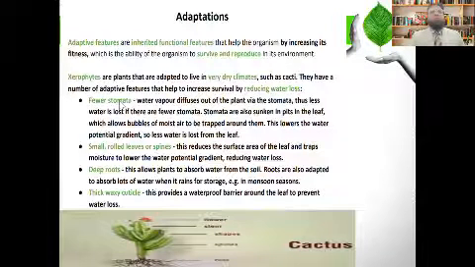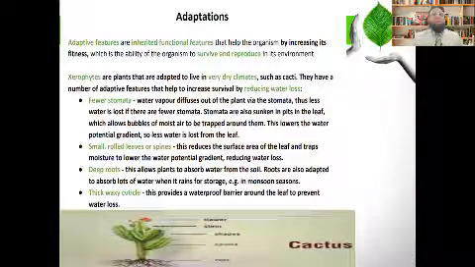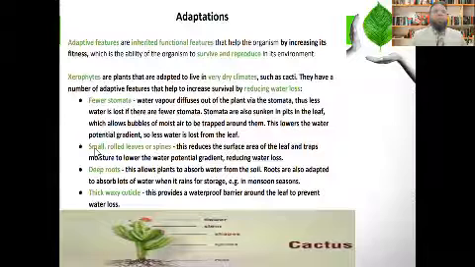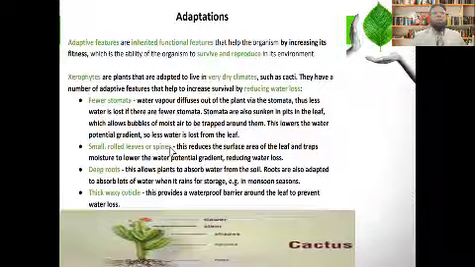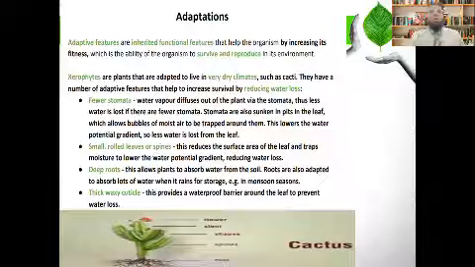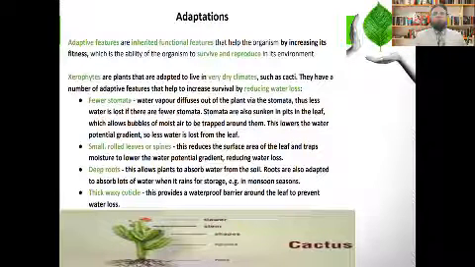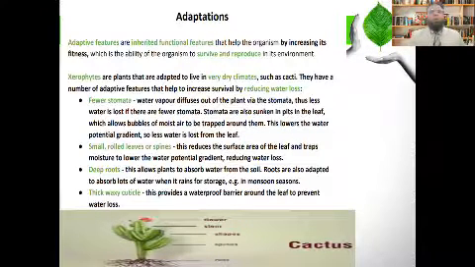See here, fewer stomata, meaning the number of stomata is very small, due to which they lose little water. And small rolled leaves or spines, meaning the leaves are going to be rolled. Just because of this, more water is not transpired by the plant, so the water can be preserved in the body of the plant, because the plant needs water for the process of photosynthesis.